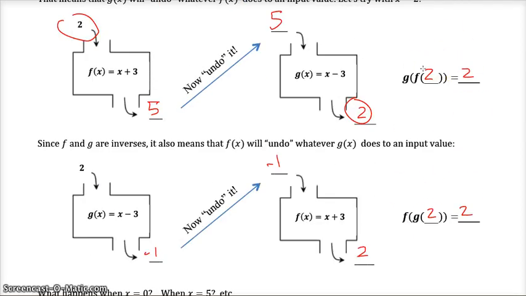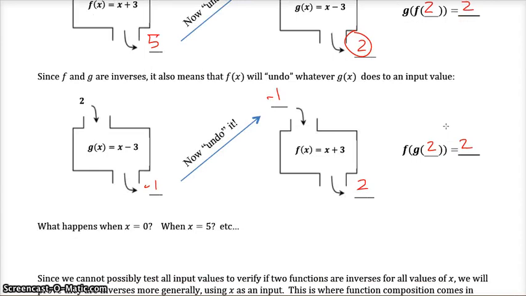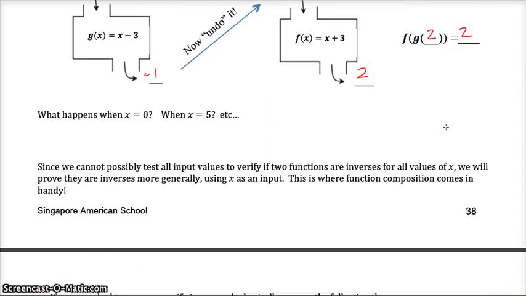All we've done is shown that this works for the number 2. It might not work for all numbers. Well, we know it does. But this isn't enough to prove in general that these things are inverses, so just know that. But this is a demonstration of what should happen with inverses.